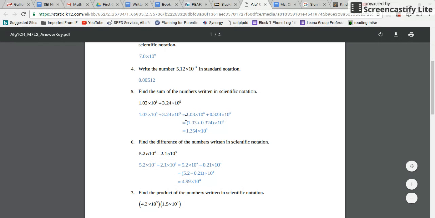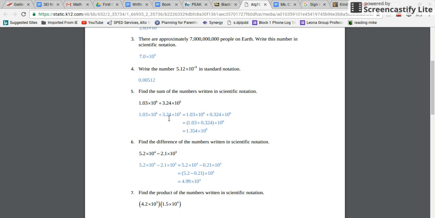So in order to make it say 10 to the 6, you have to move the decimal over 1. So you're going to move it to the left 1. So it's going to be 0.324. When you move it to the left, it always adds a little number here. So it went from 5 to 6.